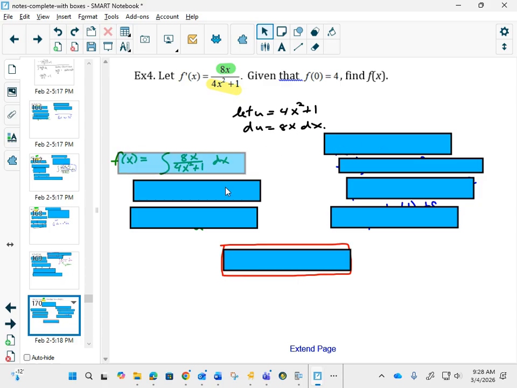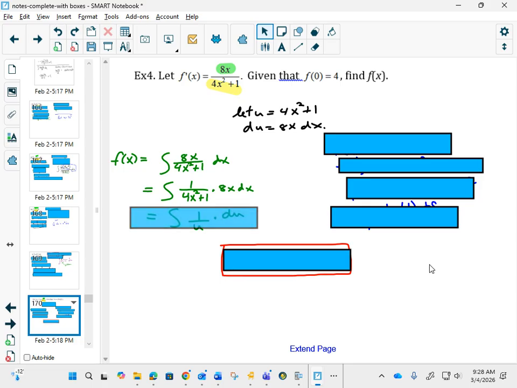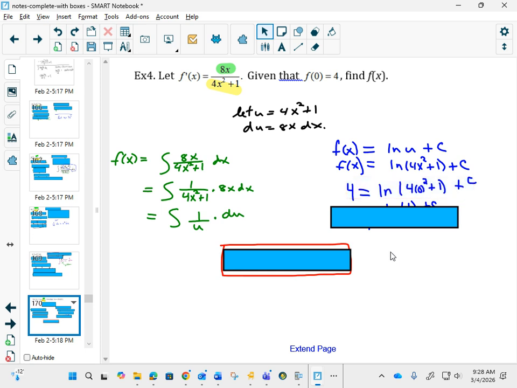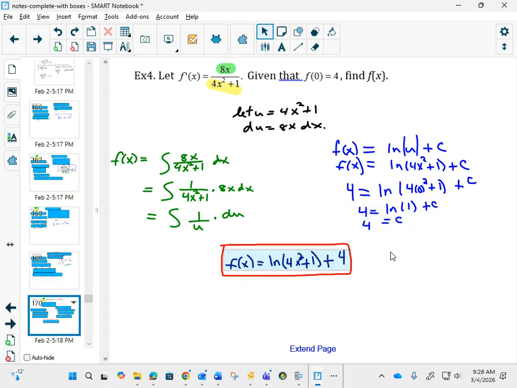All right, let's see how you did. Do your substitution. See that it's a natural log. Plug things in. Here, technically, I should put the absolute value bars in just to remind myself. But when I write 4x squared plus 1, that's a parabola shifted up 1. It's always positive. I do not need my absolute value bars there as a result. Solve for C.